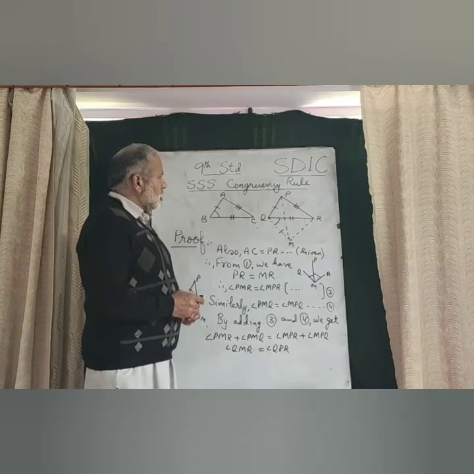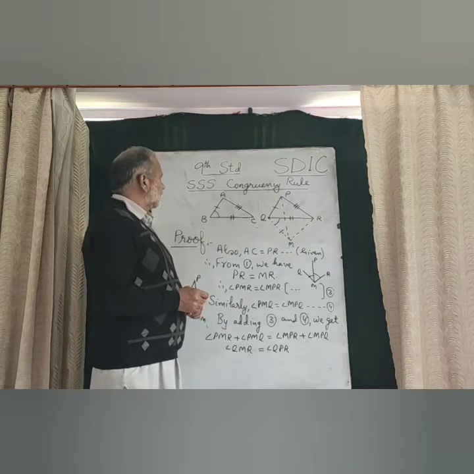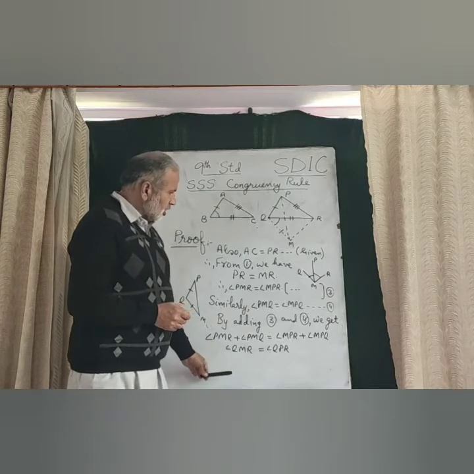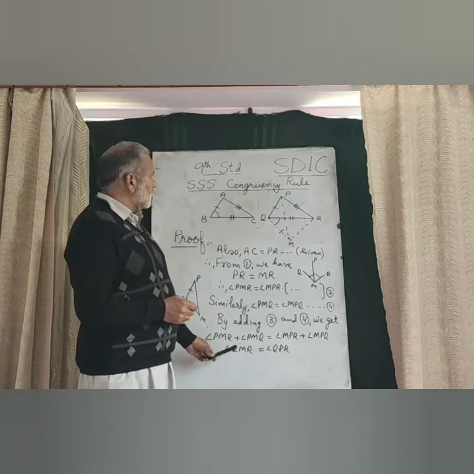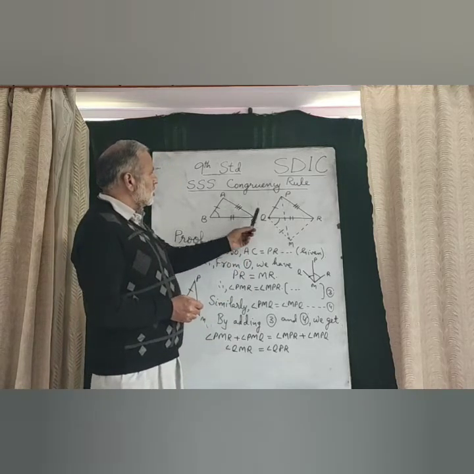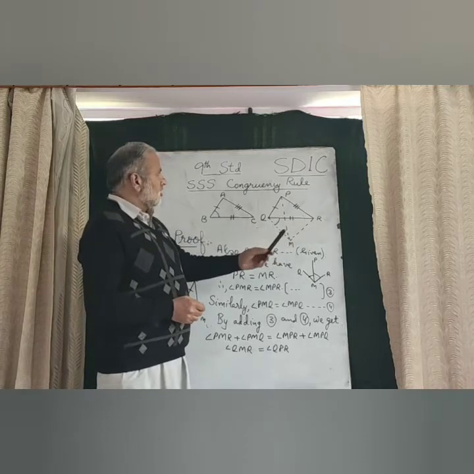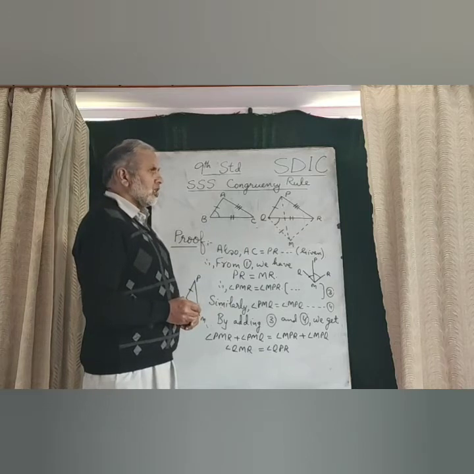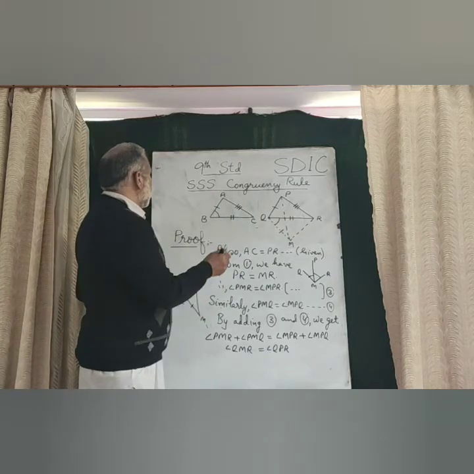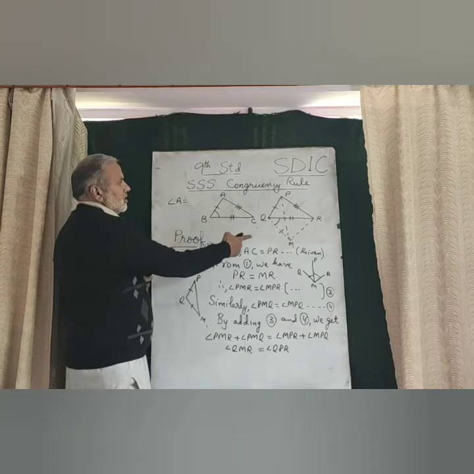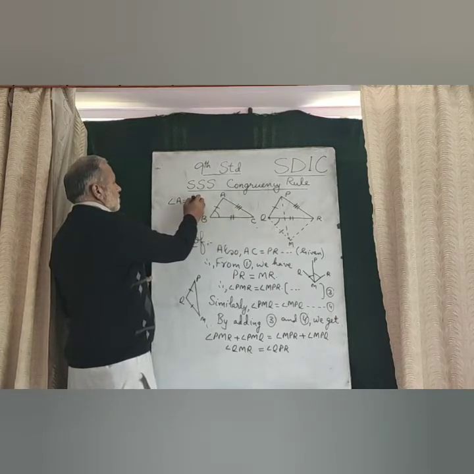The two results we got earlier, we marked as first and second. The first result was AC equal to MR, marked as first. The second result, marked as number 2, was angle A is equal to angle QMR.